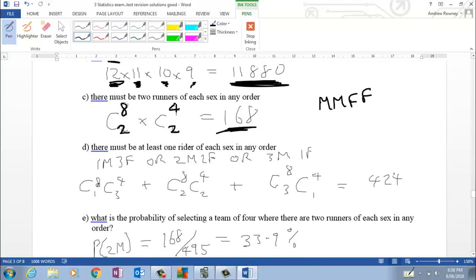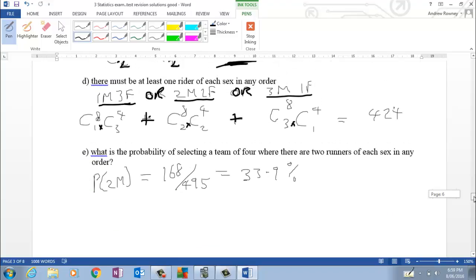If there must be at least 1 rider of each sex in any order, you can have 1 male, 3 female, 2 males, 2 females, or 3 males, 1 female. There's no other combinations. Notice the ors are really plus in maths, and in between it's 1 male and 3 females. These are times. So it's times within these, and it's pluses between the different options. If you do all that, you get 424 combinations.